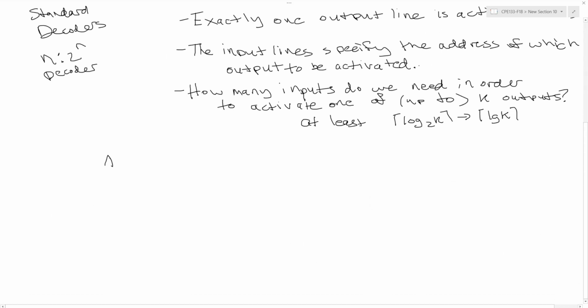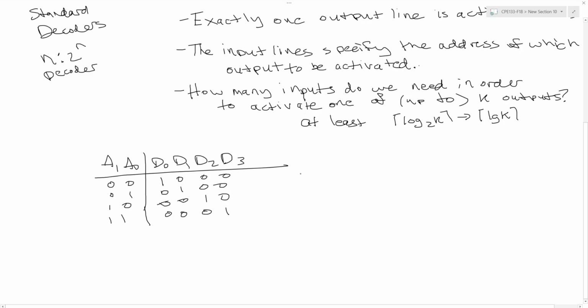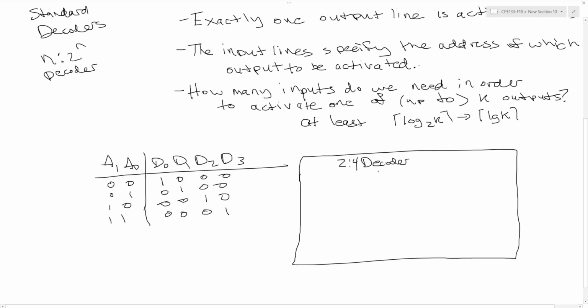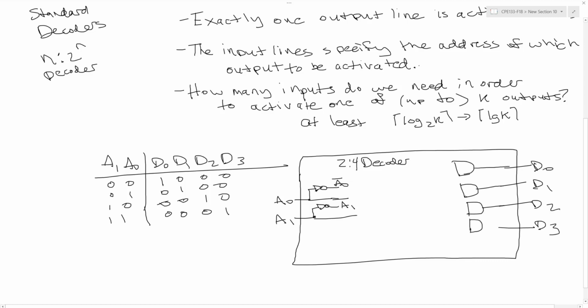The truth table looks like this. Because each output is 1 for a unique input combination, for each output, I'll essentially have one AND gate. So D0 is a 1 when A0 and A1 are both zeros. And D1 is a 1 when A0 is a 1. And so this is our standard decoder implementation.